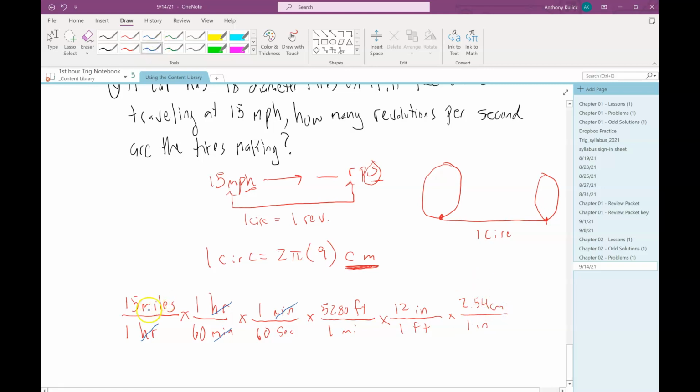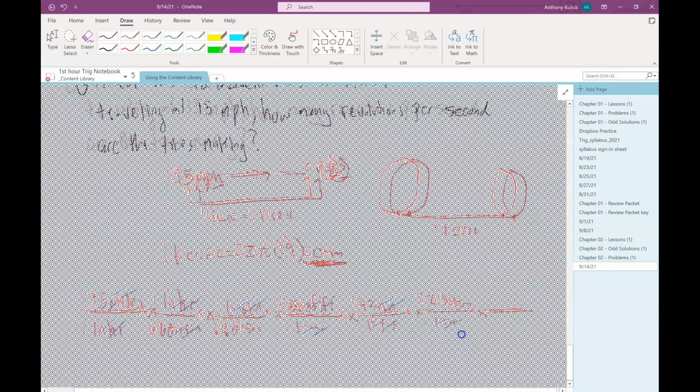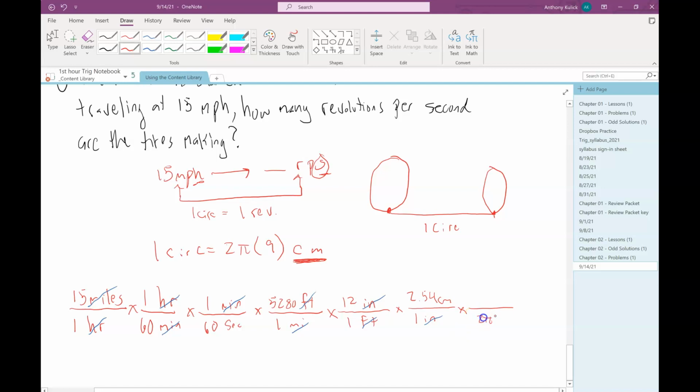So let's just kind of recap. When we multiply, the miles and miles cancel, so we'd be left in feet. Multiply again, the feet cancel, so now we're left in inches. Multiply again, the inches cancel, and we're left in centimeters. And my last step then is I know that 2 pi times 9 centimeters is 1 revolution. Again, we multiply, the centimeters cancel, and what we're left with in units is revolutions per second.